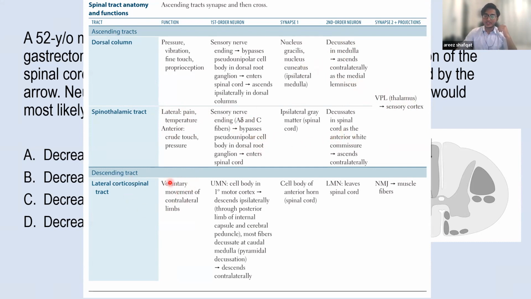The lateral corticospinal tract is the upper motor neuron supply. Its first order neurons come from the precentral gyrus, from the cerebral cortex. They descend through the medulla. At the level of the medulla, they decussate. This is called the pyramidal decussation. And then they synapse at lower motor neurons in the anterior horn. The lower motor neuron leaves the spinal cord and innervates muscles, right? These are the main three tracts you should know.